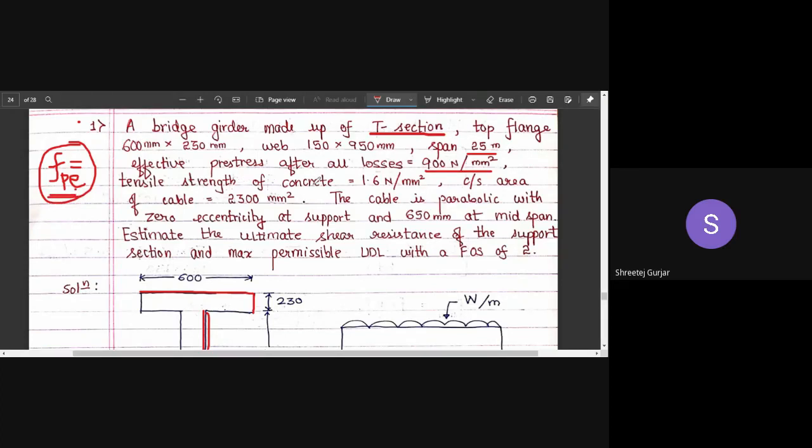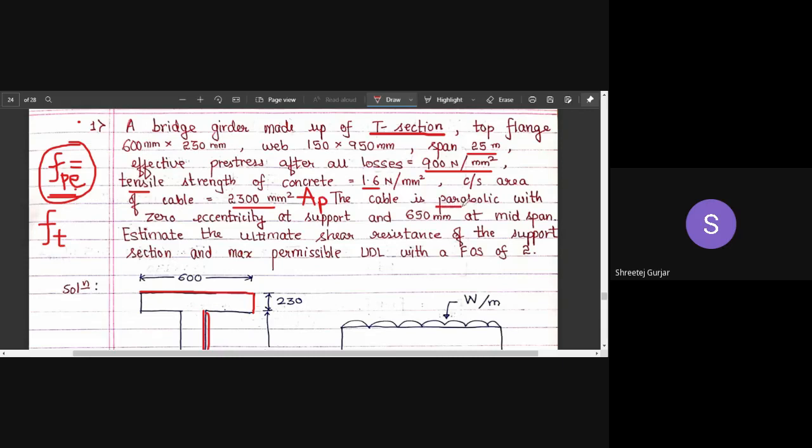Tensile strength of concrete is given as 1.6 Newton per mm square. You can see the unit is Newton per mm square, hence it is stress. So it is concrete tensile strength, which I will write as FT. Cross-sectional area of the cable is given, that is nothing but AP.